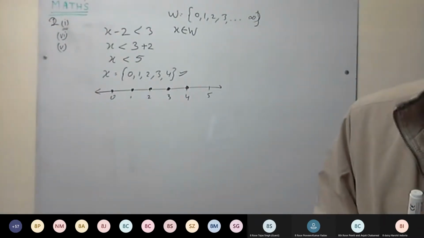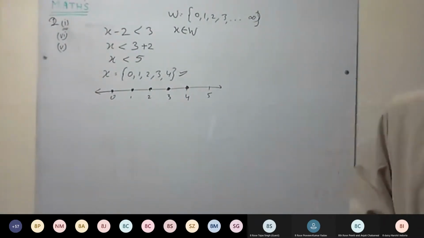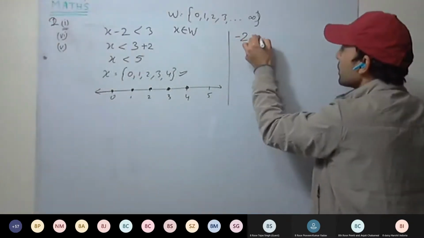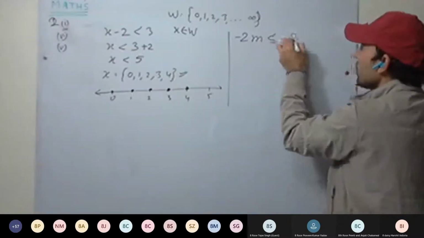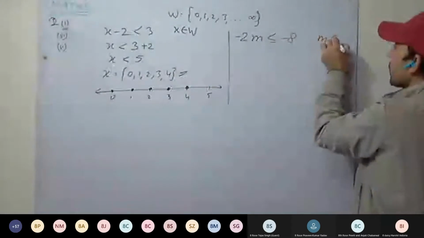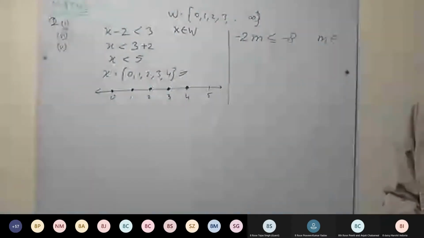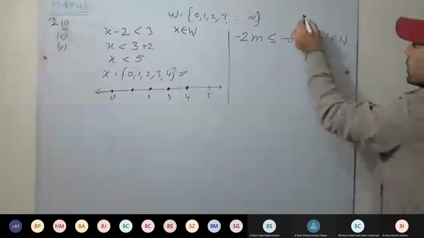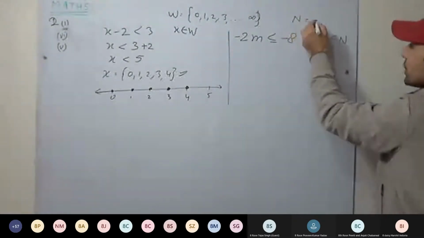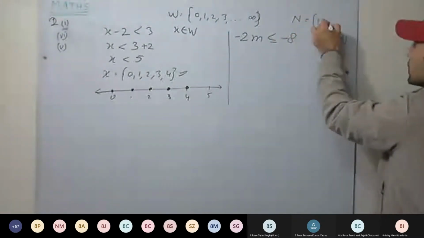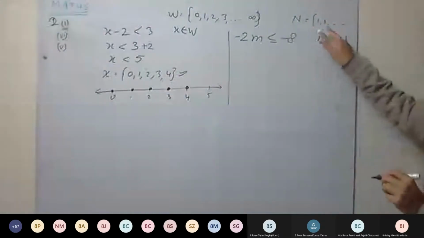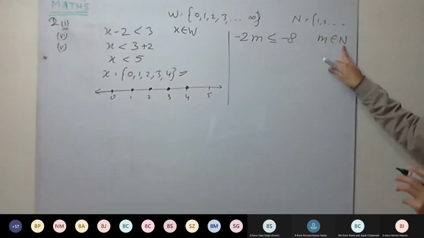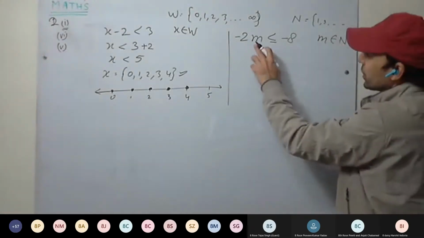Now fifth, first. Minus 2m less than or equal to minus 8, and m belongs to natural numbers. Natural numbers are our replacement set: 1, 2, 3, 4. No need of writing the replacement set. m belongs to natural numbers. On the number line, we'll do that.